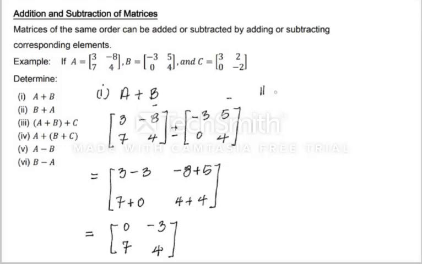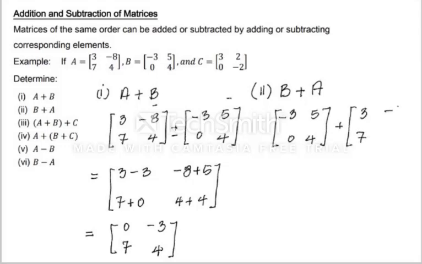All right, let us do B plus A. The same two matrices, but we'll change the order. So we have minus 3, 0, 5, 4, that's matrix B, plus A, which is 3, 7, minus 8, 4. So in matrices, order is important. If the examiner says you have to add B plus A, you must ensure you put B first and then A second. When you deal with matrices, the order in which you put things is important.